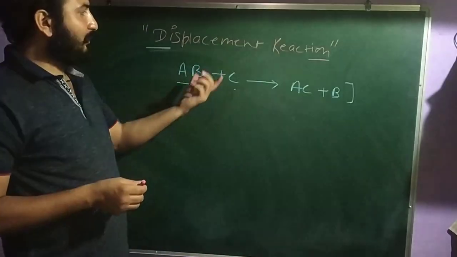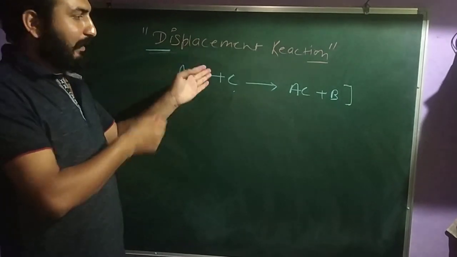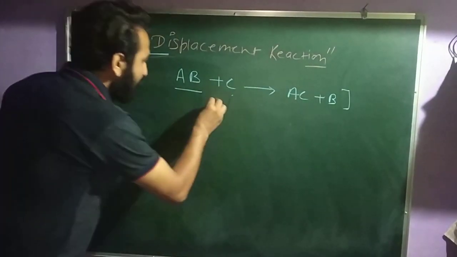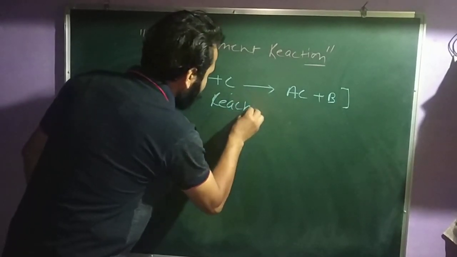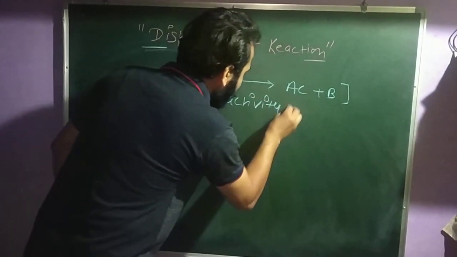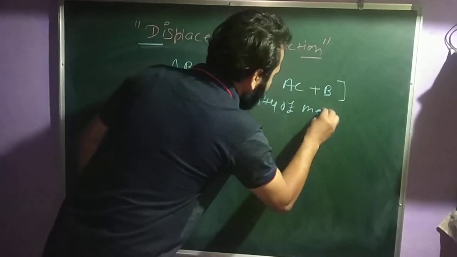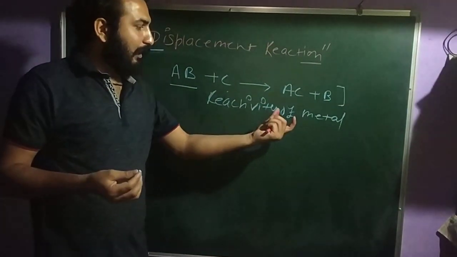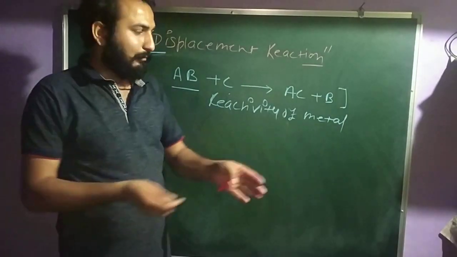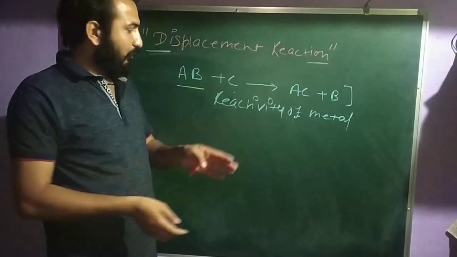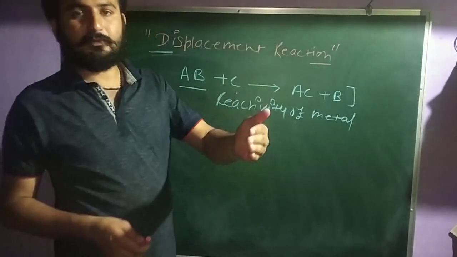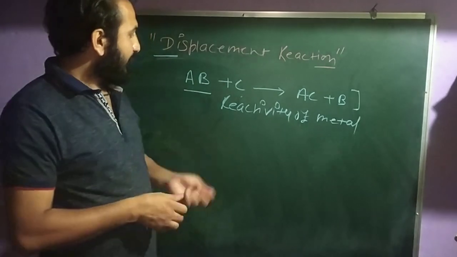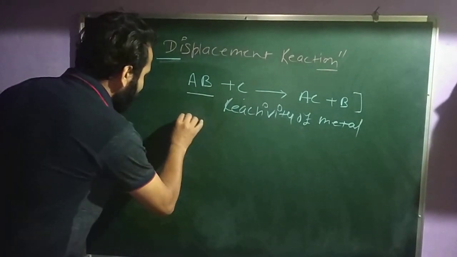But the basic thing of a displacement reaction is that it is based on the reactivity of metal. Clear? That means how reactive the metal is. मेटल जितना ज्यादा रिएक्टिव होगा वो लोअर रिएक्टिव मेटल्स को उसके सॉल्यूशन में से उतना ही जल्दी उतना ही अच्छा डिस्प्लेस करेगा. Clear? So you have examples.